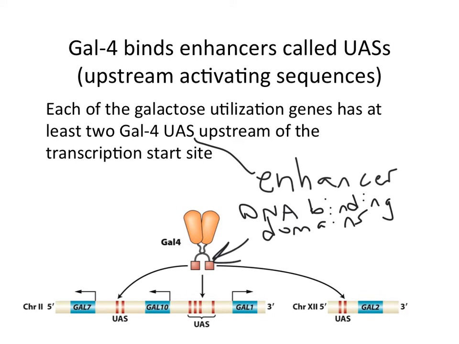And notice that all of the Gal genes that need to be turned on to utilize galactose as a carbon source have this DNA sequence or multiple copies of this DNA sequence upstream. So Gal7, Gal10, Gal1, Gal2, they all have the same DNA sequence near them, so that the Gal4 protein will go bind near the transcriptional start sites of all of these genes.